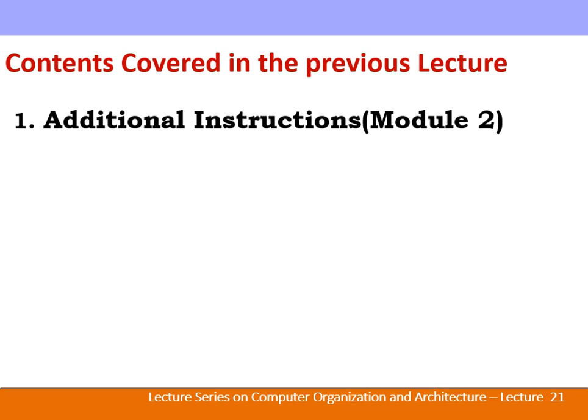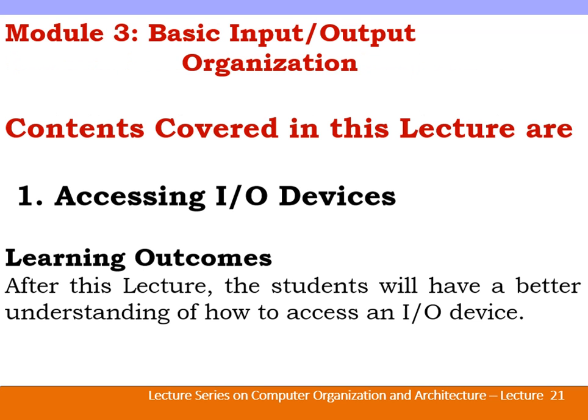In this session we will start with module number 3. Module number 3 deals with basic input and output organization, which is the title of the module. Under this module we are going to discuss how I/O devices can be connected, which are the different mechanisms to access the I/O devices, the speed of data transfer between processor and I/O devices, as well as interrupts. These things are discussed in this particular unit.